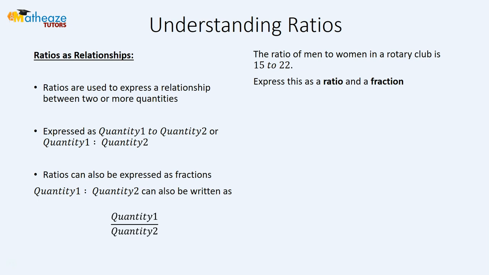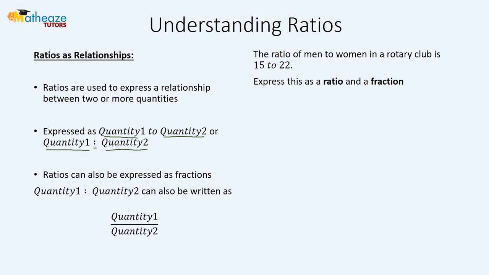Ratios are used to express the relationship between two or more quantities. So I can express it as quantity 1 to quantity 2, or I can express it as quantity 1 colon quantity 2. Ratios can also be expressed as fractions. Quantity 1 to quantity 2 can be written as quantity 1 divided by quantity 2. So now let's look at an example of how we can deal with this.